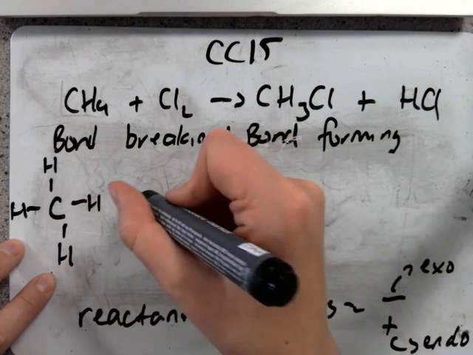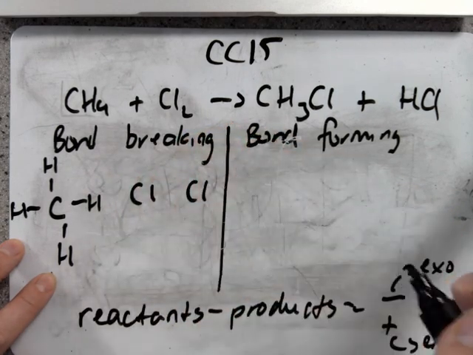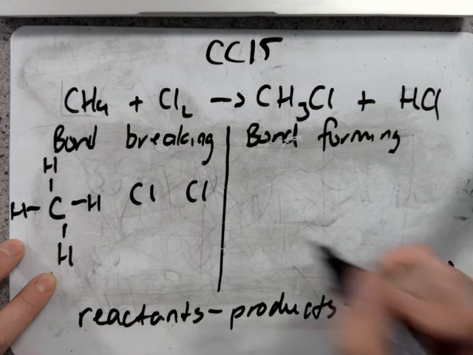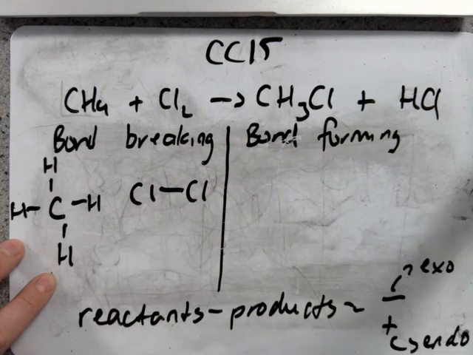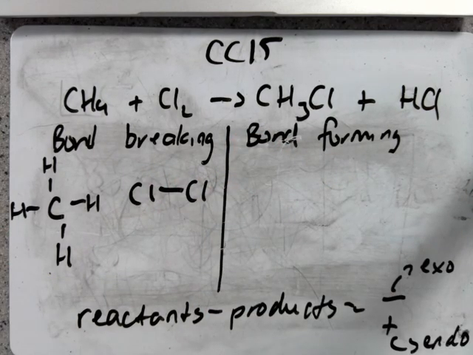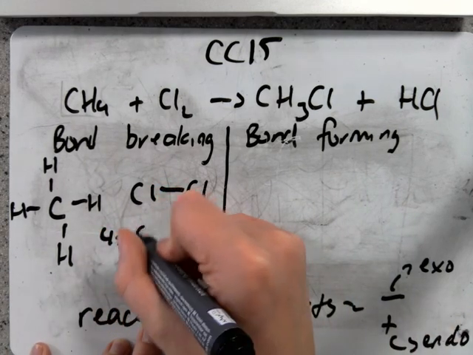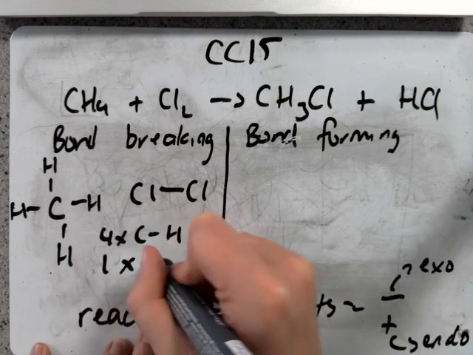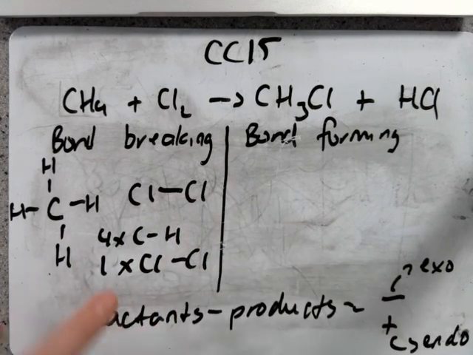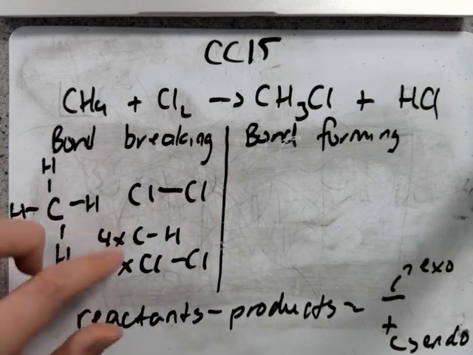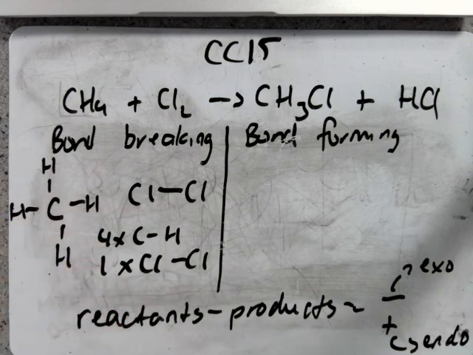And then I've got Cl2, so 2 chlorines next to each other. Chlorine's in group 7. It can only form 1 bond because it only wants to gain 1 electron, so that's going to be my Cl2. And then when I'm doing bond breaking, I'm counting up, and I've got 4 carbon-hydrogen bonds to break, and I've got 1 chlorine-chlorine bond to break. I'll use the table, I do this calculation, and that's going to be my reactant side.